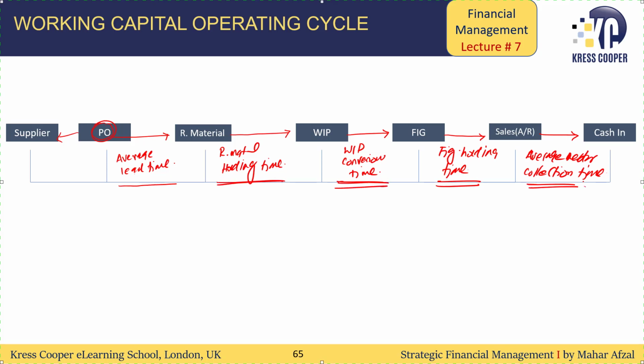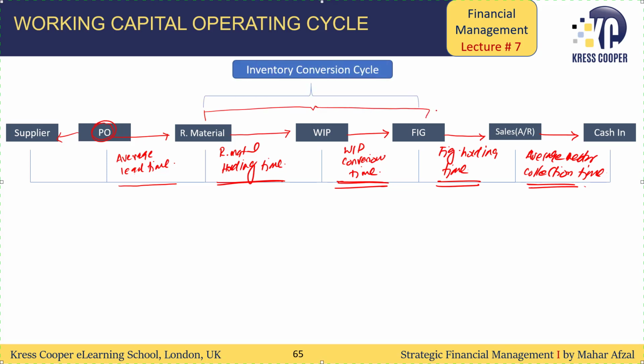The time this raw material is put into work in process and converted into finished goods is called my inventory conversion cycle. When the supplier delivers the material to Mr. A, the supplier will issue the invoice as well. After getting the invoice, Mr. A will pay cash to the supplier.